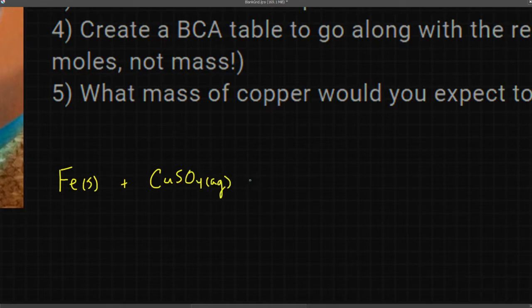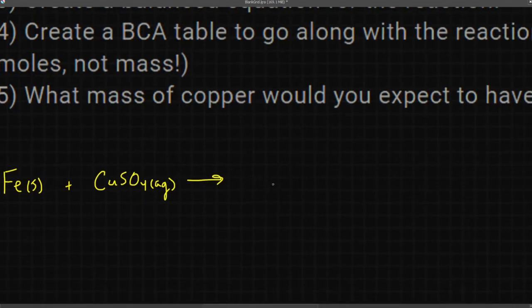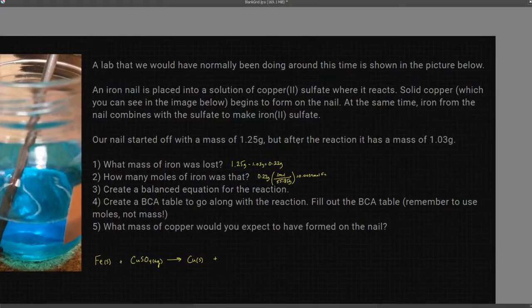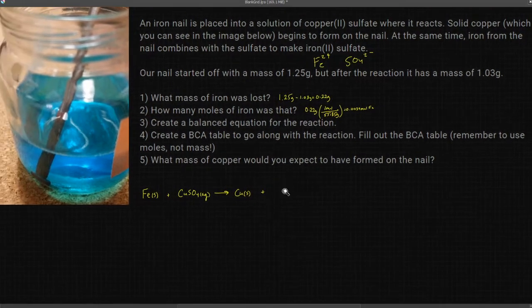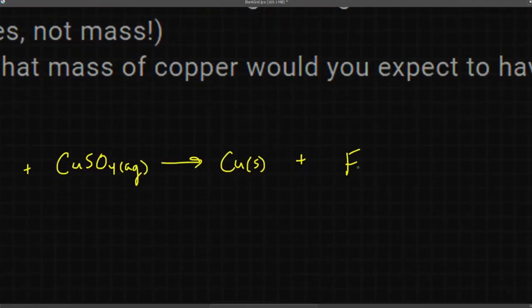These two are going to react, and we are told that they end up making solid copper and iron 2 sulfate. So same deal. Iron 2 is iron with a 2 plus charge, and then sulfate is SO4 2-. Two pluses, two minuses, they can just go together 1 to 1. So FeSO4. I don't tell you in the problem. I would probably accept whatever you put, but I will say in real life it does stay dissolved, so it stays aqueous.